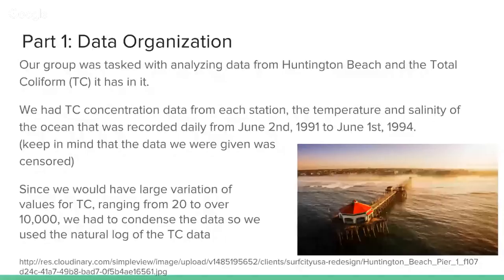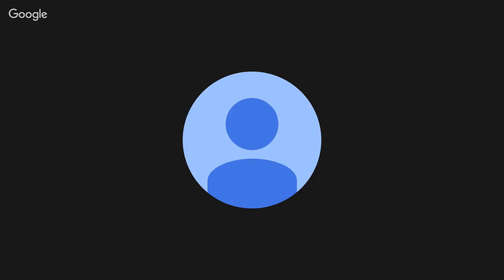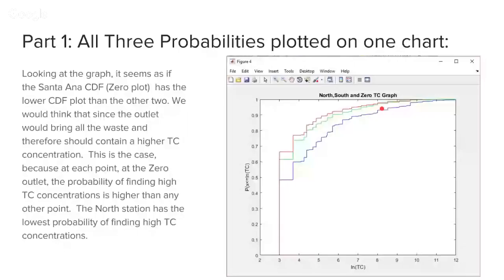was to calculate the CDFs for the north, the zero, and the outlet in the south stations. So we took the natural log of everything, based on the number of times a certain concentration was exceeded. So this is our north CDF. And this is the south and the zero, the Santa Ana outlet CDF. And if you look at all these together, we can now do some comparisons.